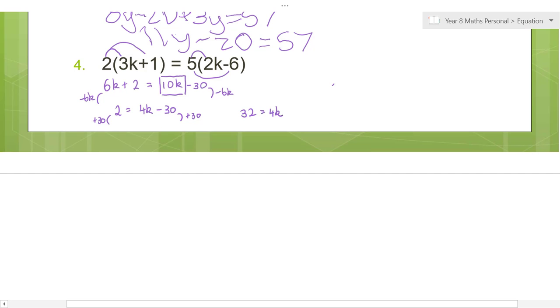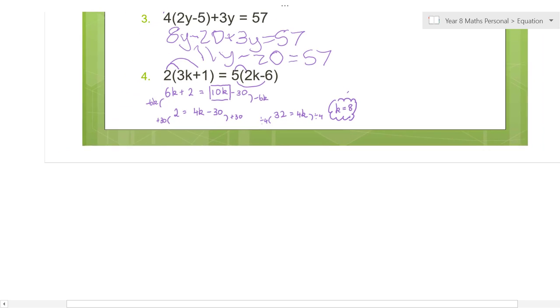And, of course, the last step is dividing by 4, isn't it? Good. And we divide both sides by 4. I don't like to have my pronumeral on the right-hand side, so I'm just going to switch it. That's k is equal to 8. Well done. K is equal to 8. Good stuff, girls.